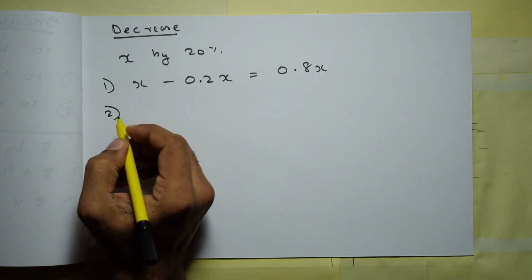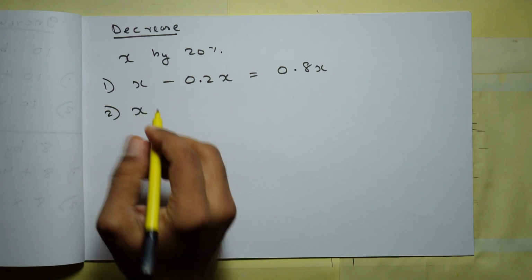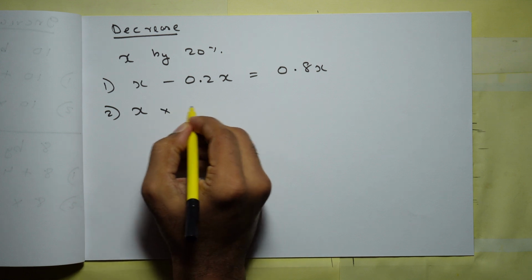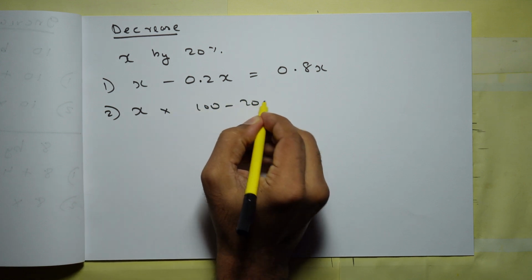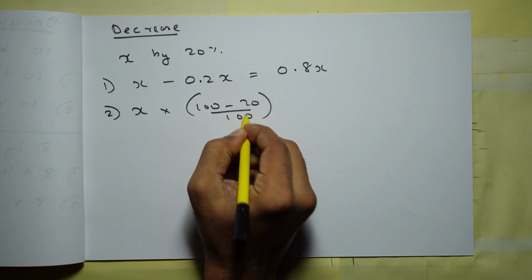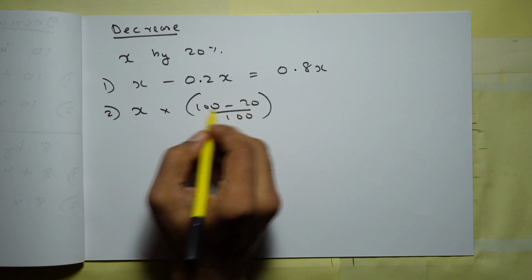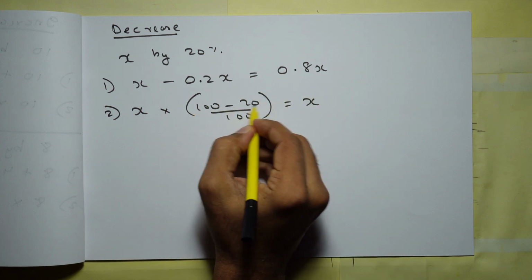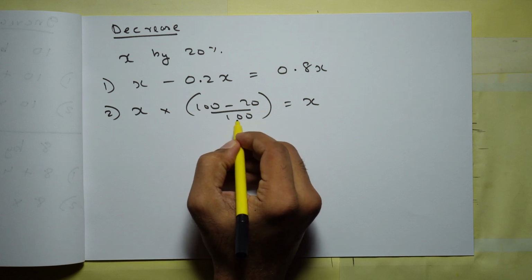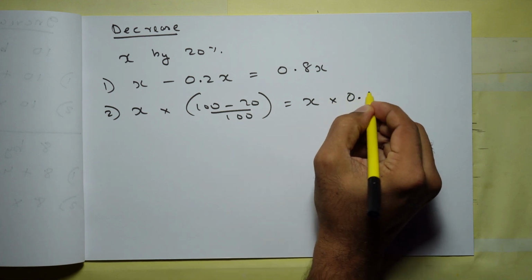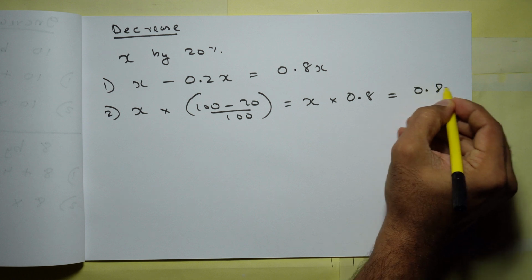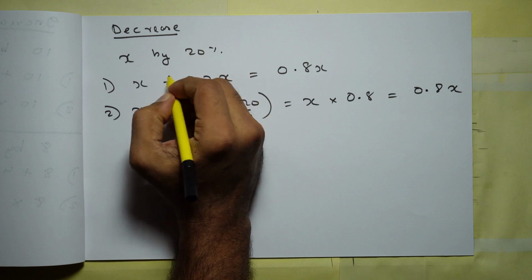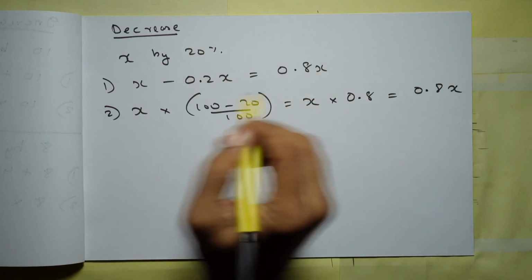Now the other method is like this. You have this value x. You want to decrease this value by 20%. So that will be x into (100 minus 20) by 100. This procedure will also reduce x by 20%. So that will be x into (100 minus 20), 80. 80 by 100 gives you 0.8. So x into 0.8, you will get 0.8x. So in both the cases, you have reduced x by 20% and you get 0.8x.